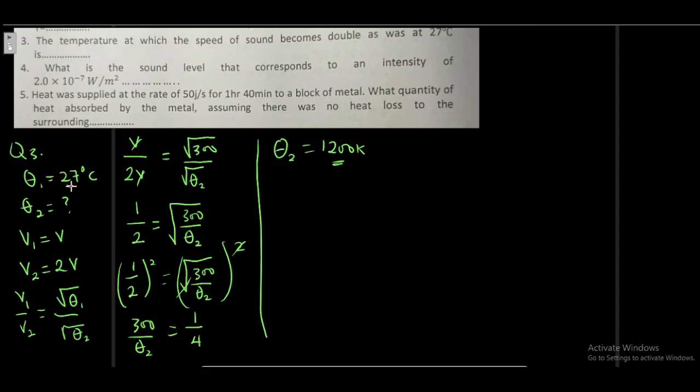Remember, we converted 7 degrees Celsius to Kelvin, we added 273. Alright, so that gave us 300. So it simply means your new temperature here will also be in Kelvin.